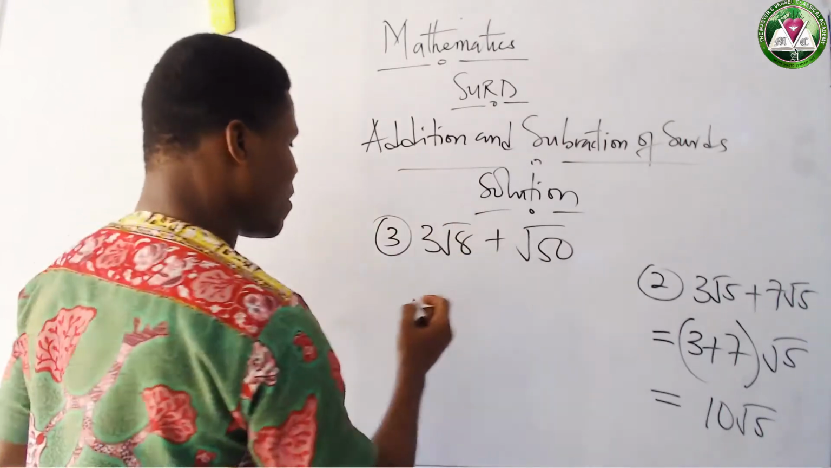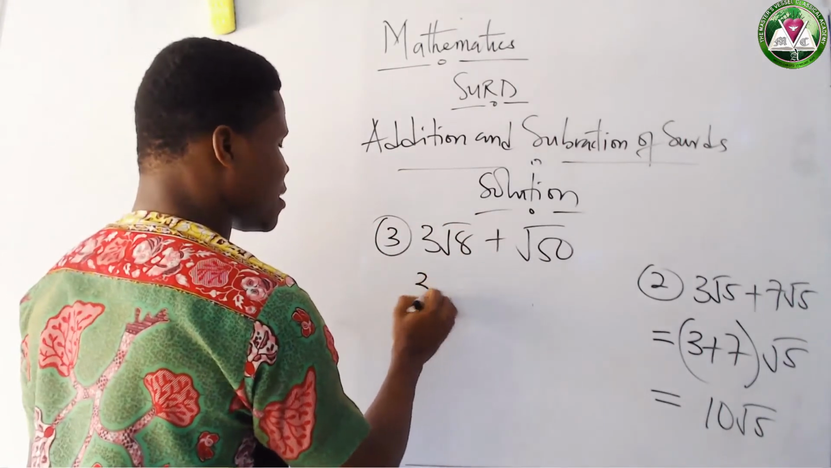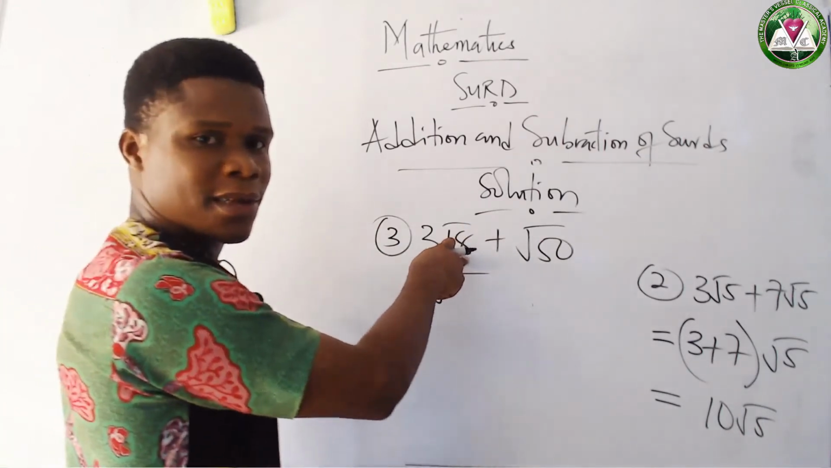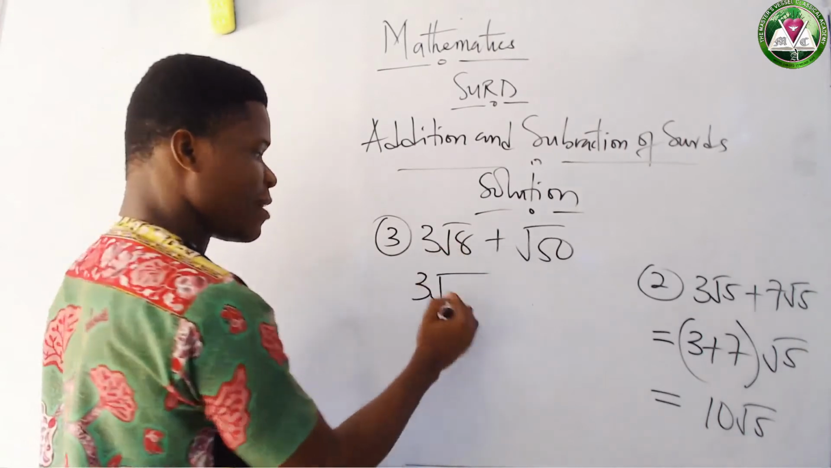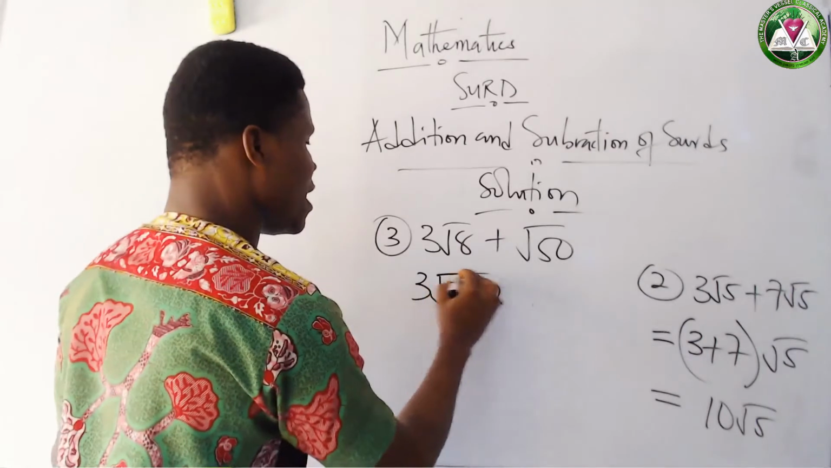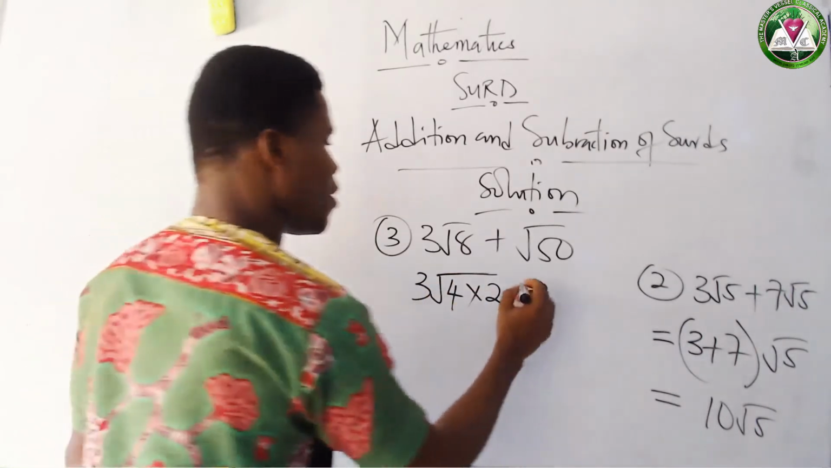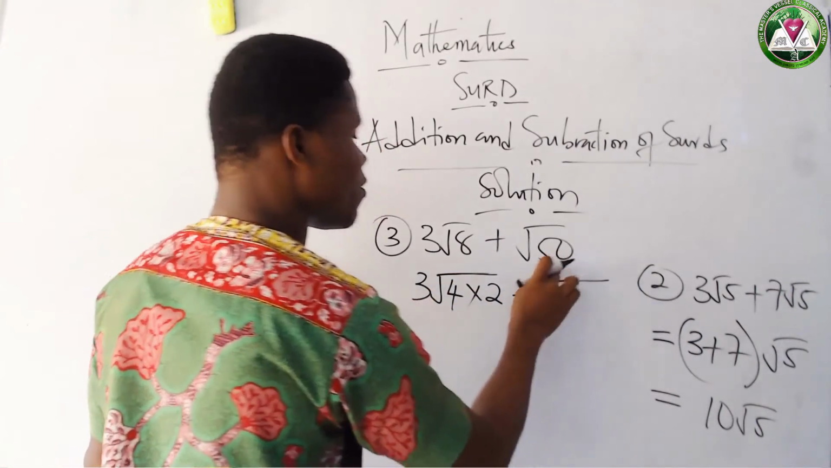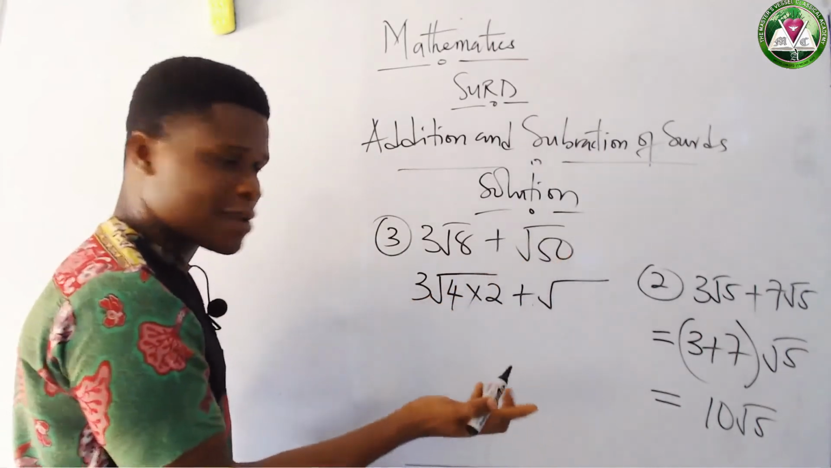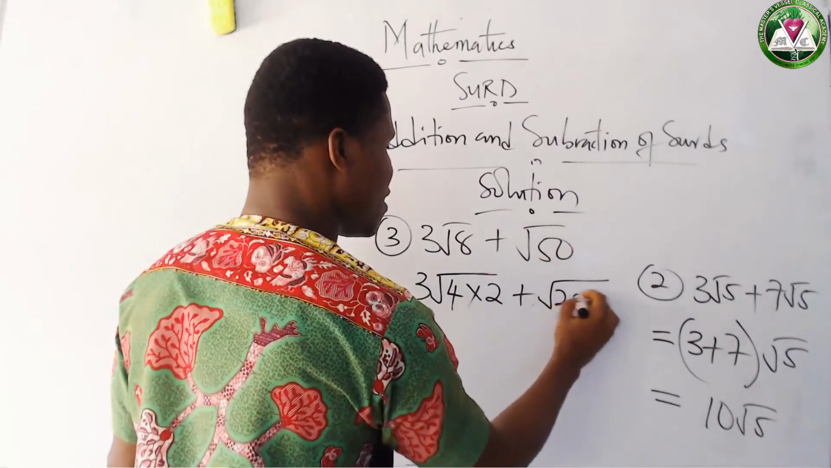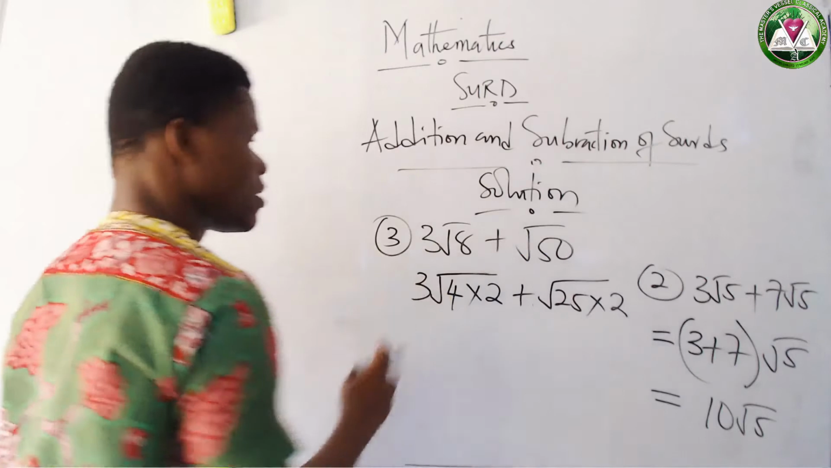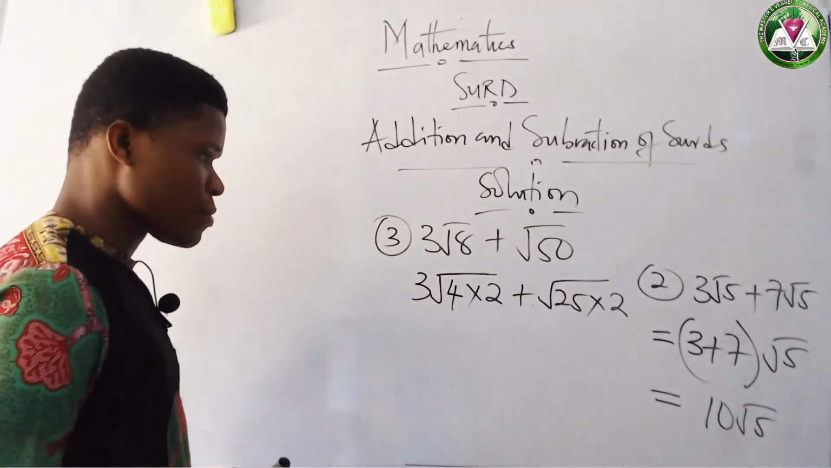So now let's simplify. Look at this 8. What's the biggest perfect square that can divide it? You know that 4 can divide 8, and when 4 divides 8 it gives us 2. So 8 is 4 times 2. Plus root 50. What's the biggest perfect square that can divide 50? You can see that 25 can divide it. 25 divides 50 to give us 2. So 50 is 25 times 2.